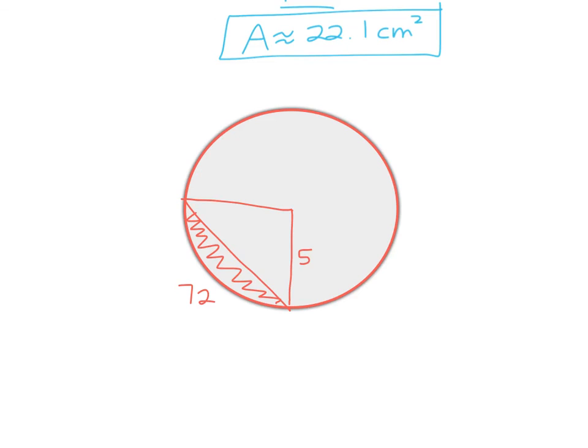Okay? Well, right now it doesn't look like an SAS triangle, but we always know that a radius is equal to a radius, right? So even if we only know this, we actually know that this one's 5 as well. So your two sides here for the SAS will always be the same number. Okay? And then your angle here, so 1/2 times 5 times 5 times the sine of 72. Okay? Questions on that?